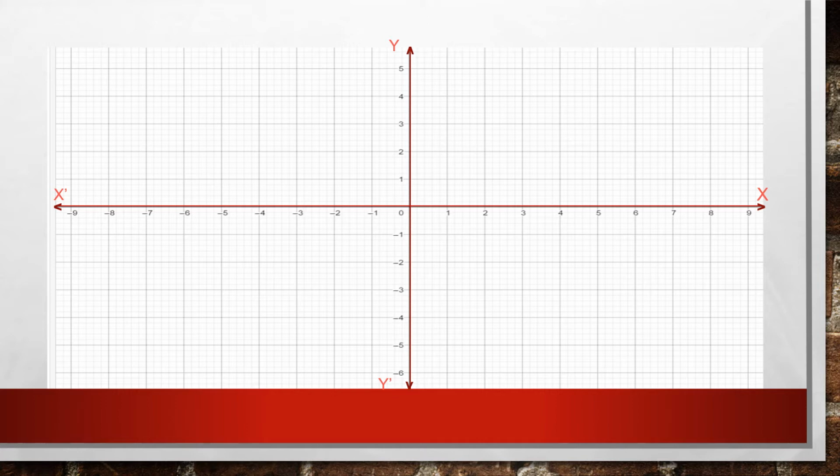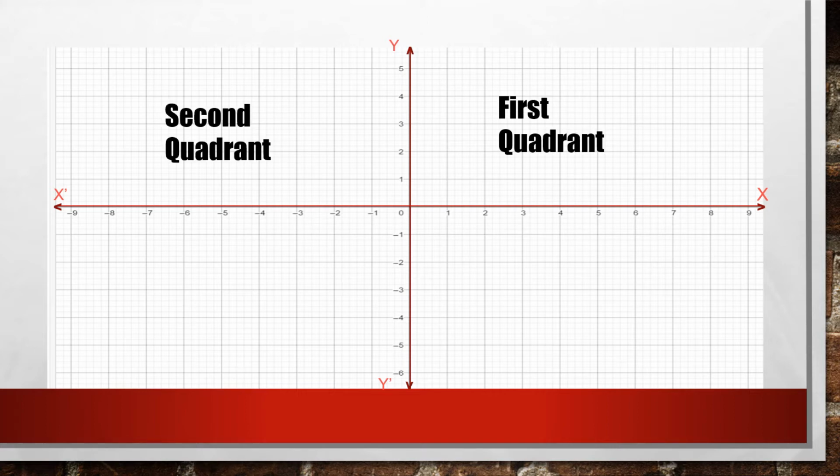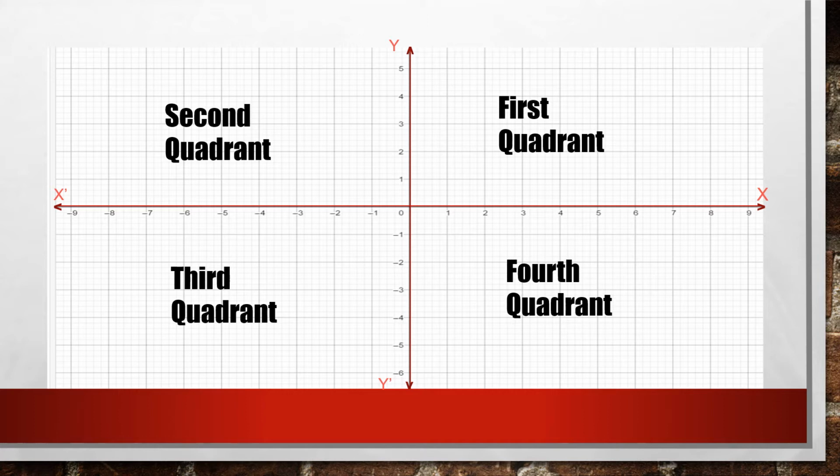Now let us see how many quadrants there are. The Cartesian plane is divided into four equal parts called quadrants. This is the first quadrant, second quadrant, third quadrant and fourth quadrant.